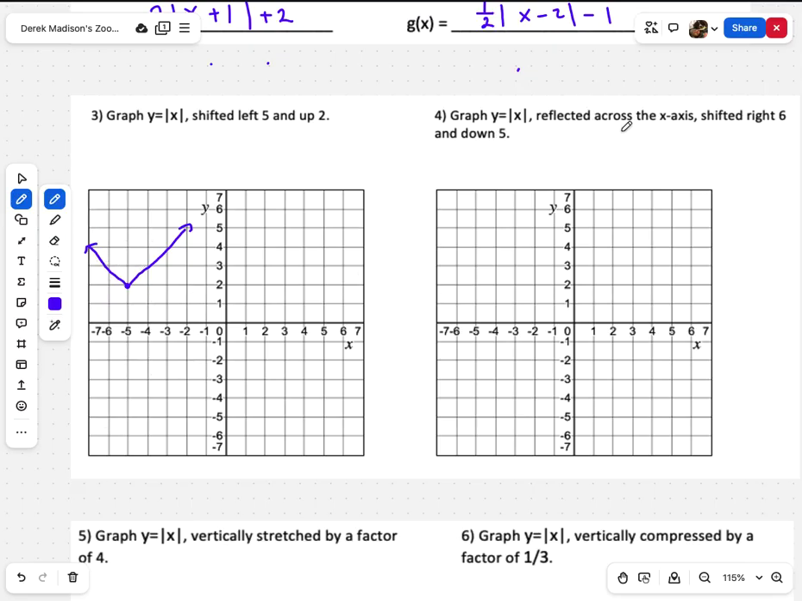For this one, we're supposed to reflect across the x-axis, shift right 6 and down 5. So let's go right 6, down 5 would put us right there. And then from there, we don't have a lot of room to draw it, but it would look just kind of like that. And then opening down because of the reflection.